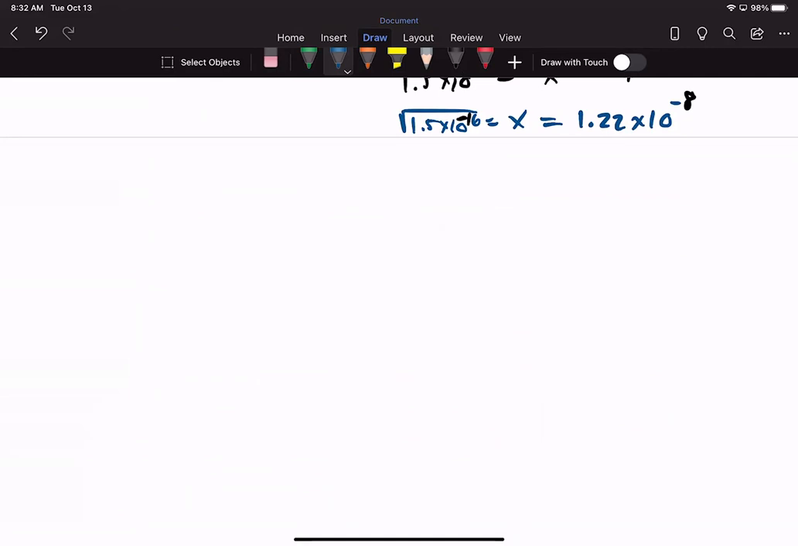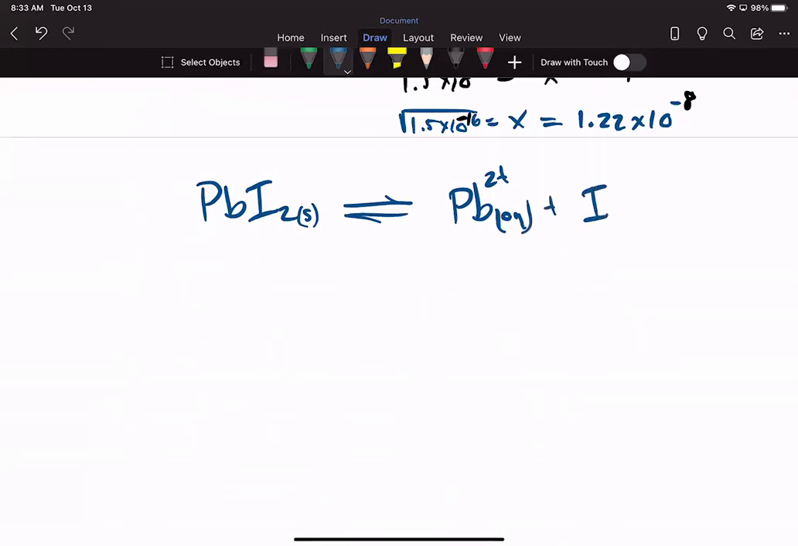Let's see. How about lead iodide? Because this would be lead two. So this is going to be our solid, and we break that up into ions. So I got Pb2 plus aqueous plus I have some iodide, but I have two iodides this time, and this is going to be aqueous. And let me give you the KSP. So the KSP here is equal to 1.4 times 10 to the minus 8.